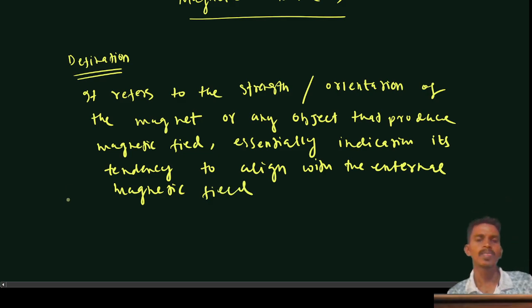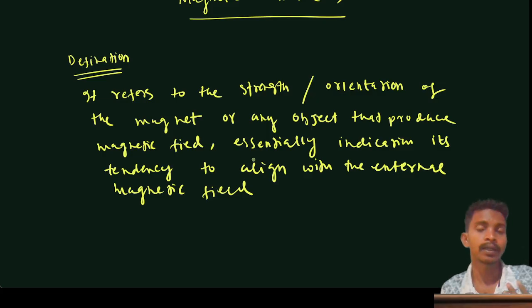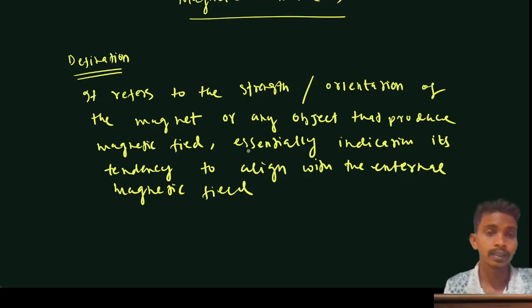Okay, so magnetic moment generally refers to the strength or orientation of a magnet or any object that produces a magnetic field, essentially indicating its tendency to align with the external magnetic field. That is called the magnetic moment.